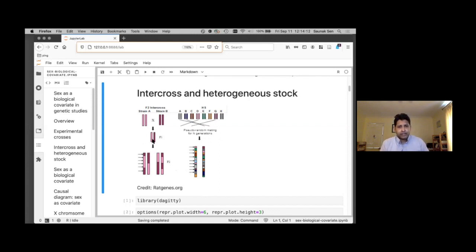And on the right here is a schematic of how a heterogeneous stock population might be derived. Here you have 8 parental strains, and there is pseudo-random mating for several generations, and you end up with each animal being a mosaic of these 8 strains, still approximately randomly shuffled genomes.